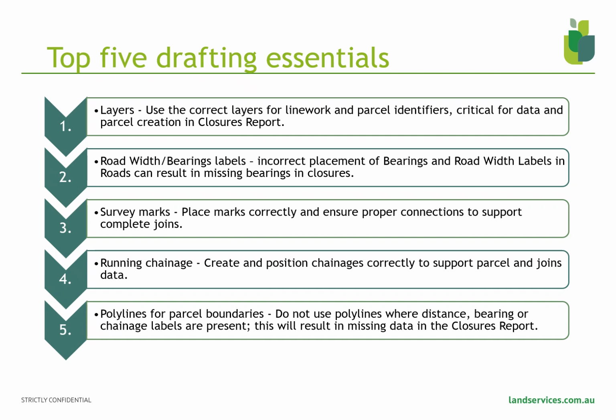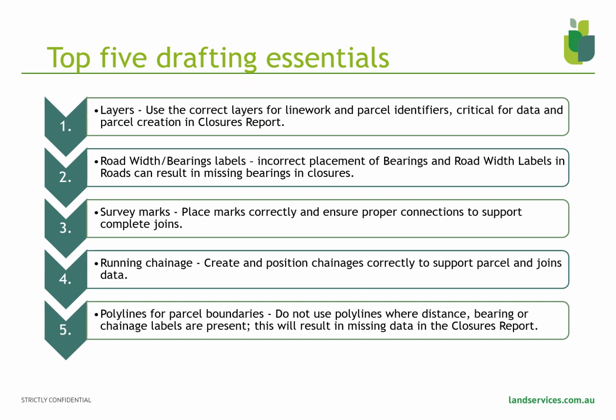Here are 5 essentials to get right from the start when drafting your DPL plans. Layers. Use the correct layers for all labels, line work, and parcel identifiers. Incorrect layers means missing or inaccurate closures. Road widths and bearing labels. Ensure bearing and road width labels are placed correctly within road parcels. Incorrect placement is one of the most common causes of missing bearings along roads in the closures report.